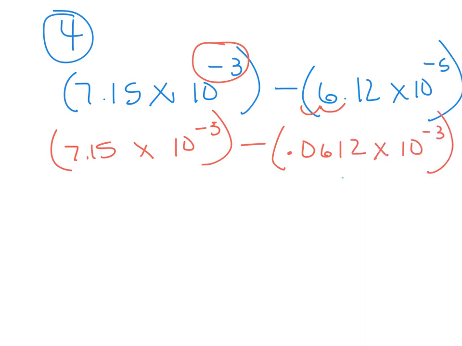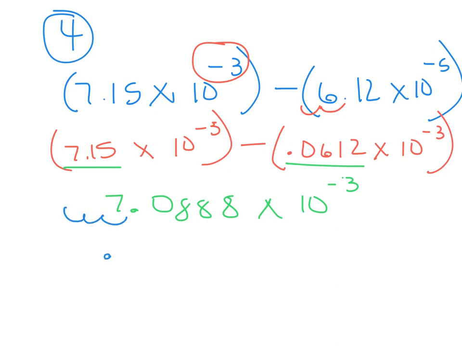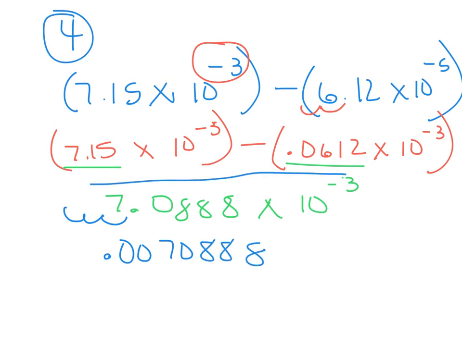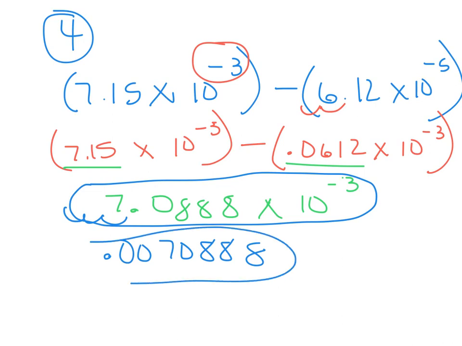Okay, I now have the same exponents on my 10. So now I need to take 7.15 minus 0.0612. When I take 7.15 minus 0.0612, my calculator says 7.0888 times 10 to the negative third. Make sure I can see your decimal. So in standard form, that means I'm going to move my decimal 3 places to the left. So 1, 2, 3. So 0.0070888. So here's my scientific answer. Here is my standard answer.